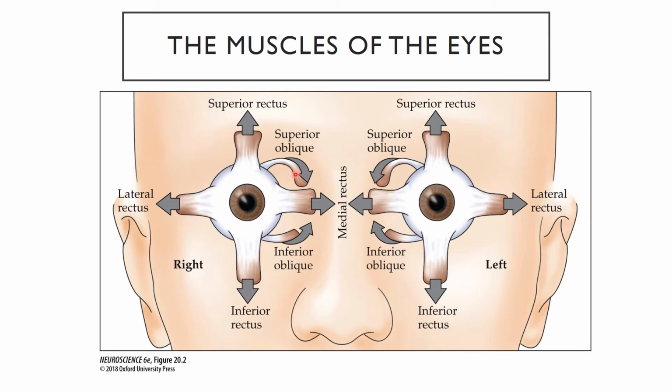We also have another pair. The third pair is the superior oblique and inferior oblique, which is really important for binocular vision. We are not going to talk about those at all. Instead, we're going to focus on these simpler muscles.